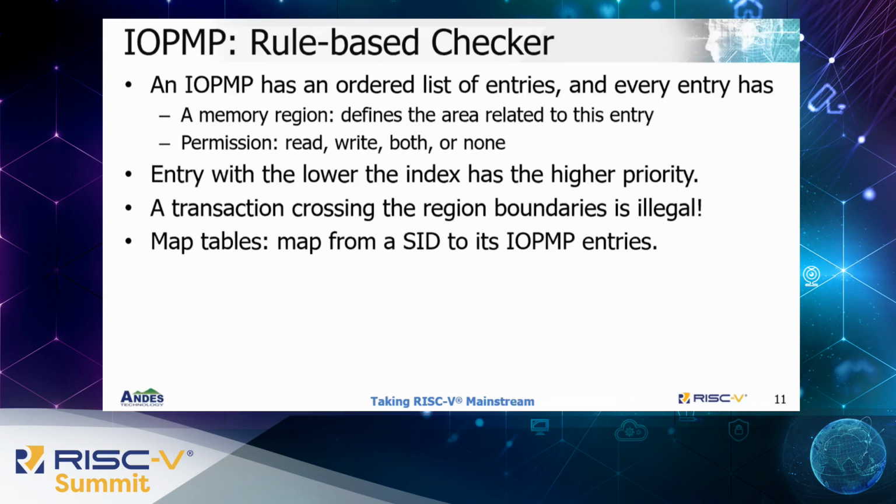Just like PMP, IOPMP has an ordered list of entries. Every entry has a memory region and its permission. The entry with lower index has higher priority. Any transaction crossing the region boundary is considered illegal. Then the major difference from the PMP is that IOPMP has up to 2 mapping tables which map from a source ID to its entries.